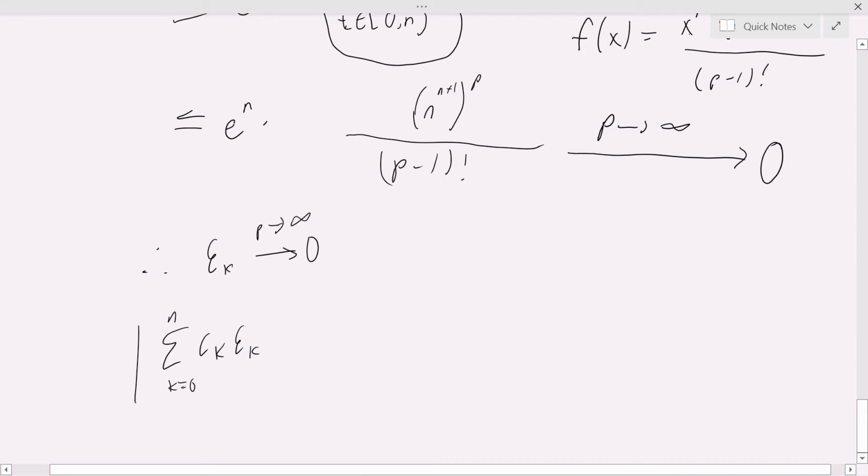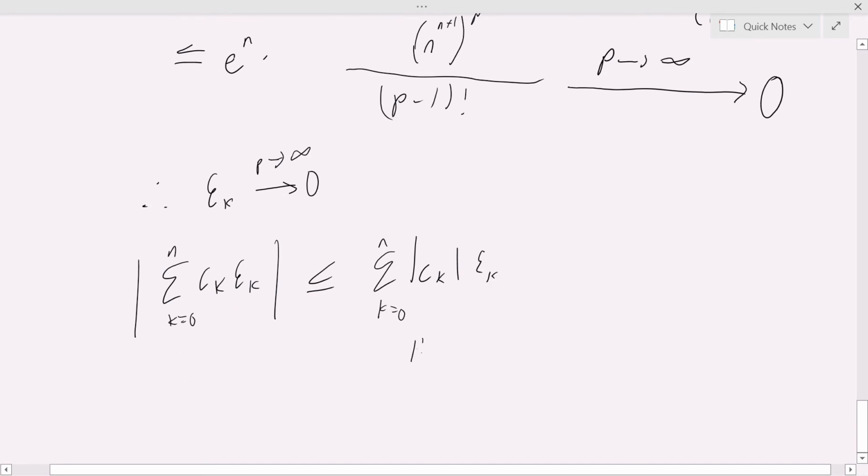But just to be explicit about this, we can put this in absolute values, and then the triangle inequality will give us that this is smaller than the sum, k equals 0 to n, of the absolute value of the ck's times the epsilon k's. We could also put the epsilon k's in absolute values, but that's redundant since the epsilons are already positive. We could write this out: the absolute value of c0 times epsilon 0, plus the absolute value of c1 times epsilon 1, all the way up to the absolute value of cn times epsilon n.